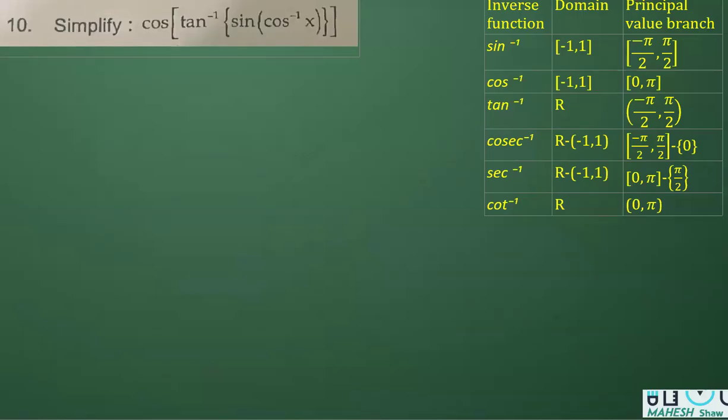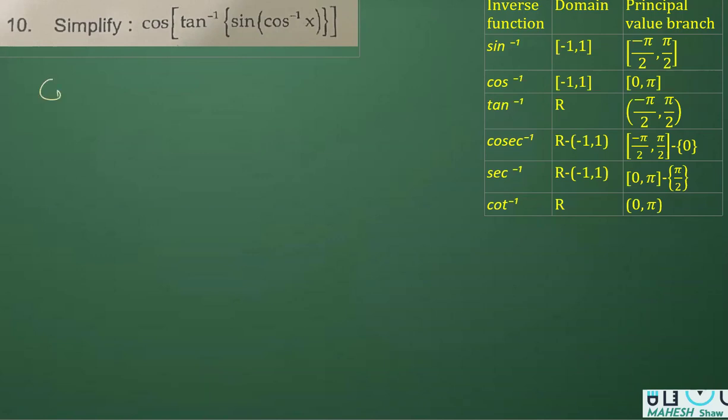In this question from the chapter inverse trigonometric function, we have to simplify this inverse trigonometric expression. Now, for solving this, I'm going to use the triangle property, although it can be done by some other methods as well. Let's see, I'll write the question here.